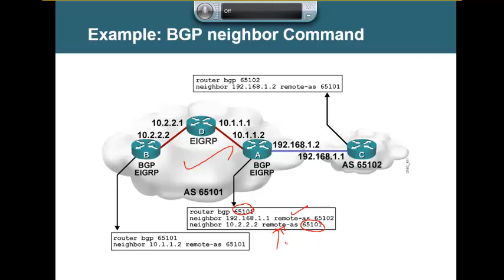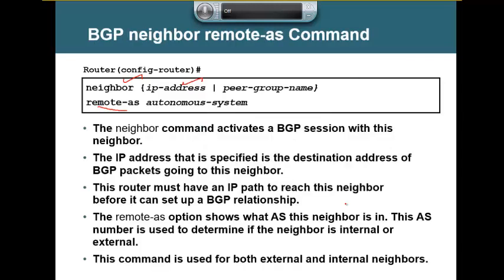But still the keyword remote is used. It's the same command for IBGP. So this remote, you should not take it very seriously. You should just compare the autonomous system number, the local and the neighbor's. When they both match, they are IBGP. When they don't match, they are EBGP. So the remote AS keyword is just to tell whether the neighbor is internal or external. The remote AS command is used for both external and internal neighbors.